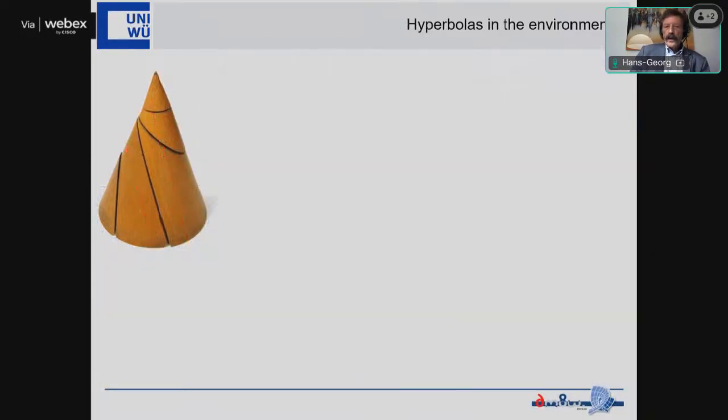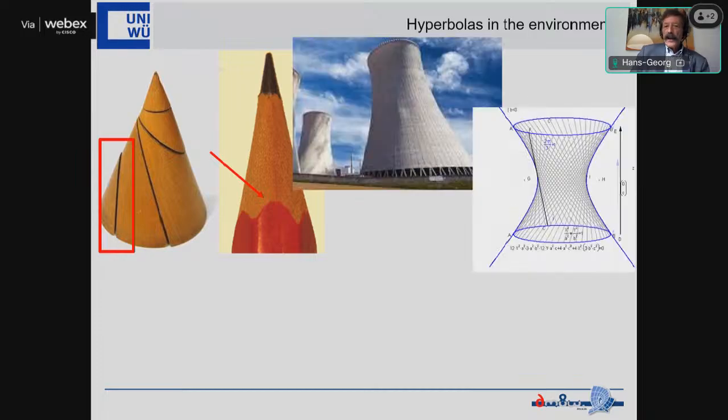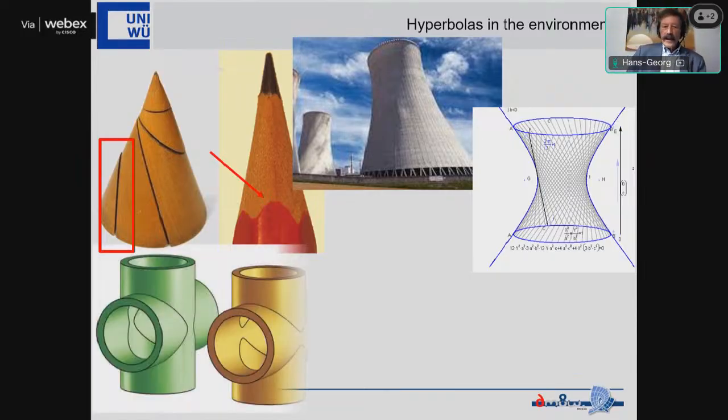And the last one, we look for hyperbolas. If you cut it in this way, this is a hyperbola. If you do it with a pencil, it is a cone, and then you have a plane, and this is a conic section. You have conic sections in cooling towers of power stations, and here are two cylindric pipes. If you have the connection between these, you get hyperbolas.